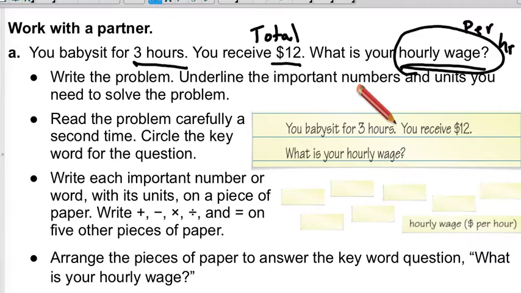Now, will we have an equal symbol, you think? Probably. So one of my pieces of paper is going to have an equal sign. What are my numbers that were important? 12 and 3. So I need one that says 12 and one that says 3. I need one that says my hourly wage per hour. I don't think we needed all those pieces, to be honest.